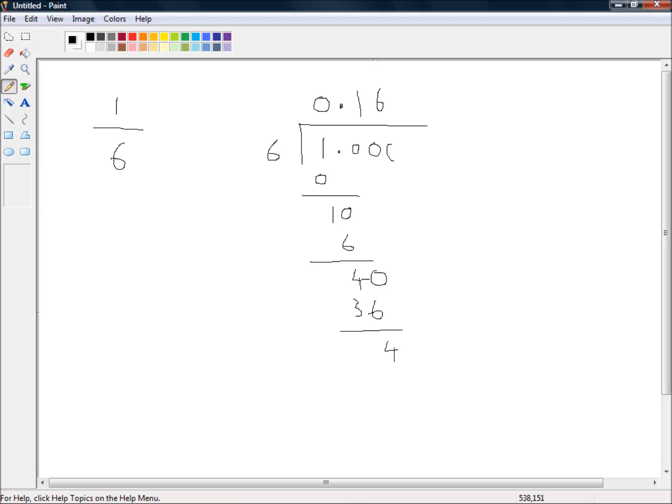Put in another 0, bring down the 0. And we've got 6 into 40 again. Well, we know that's going to be 6. 6 times 6 is 36. Take that away, and that leaves another 4.